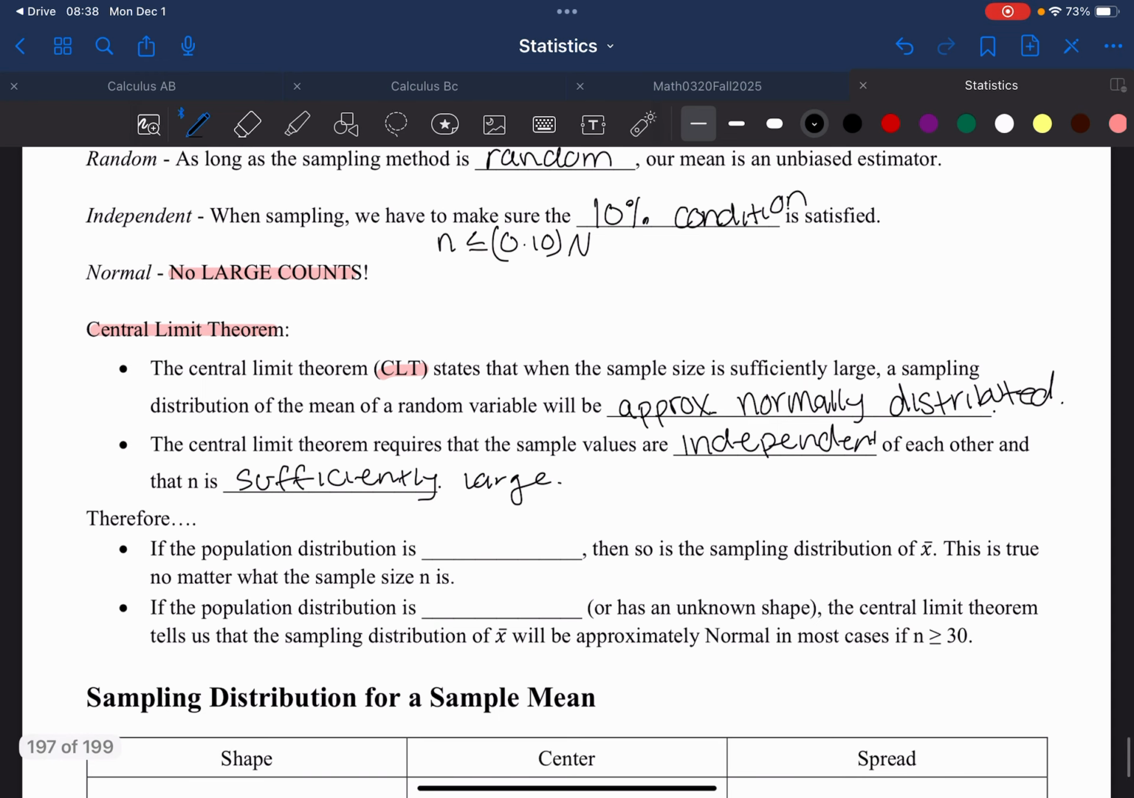Therefore, if the population distribution is normal, then so is the sampling distribution of X bar. This is true no matter what the sample size n is. If the population distribution is not normal or has an unknown shape, the central limit theorem tells us that the sampling distribution of X bar will be approximately normal in most cases as long as n is greater than or equal to 30. This is very important. So if the population distribution is not normal, CLT tells us that it will be approximately normal as long as n is greater than or equal to 30.